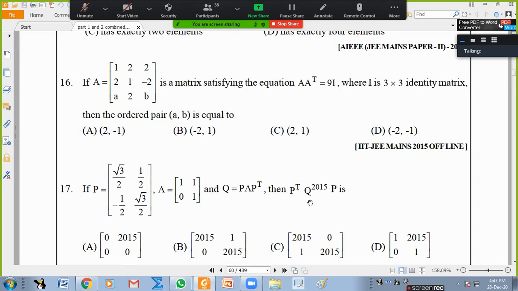Okay. 16. Anybody any doubt? Yes, sir. I can really find A into A transpose and equate it, or I can find that. Better to find A into A transpose. Okay.